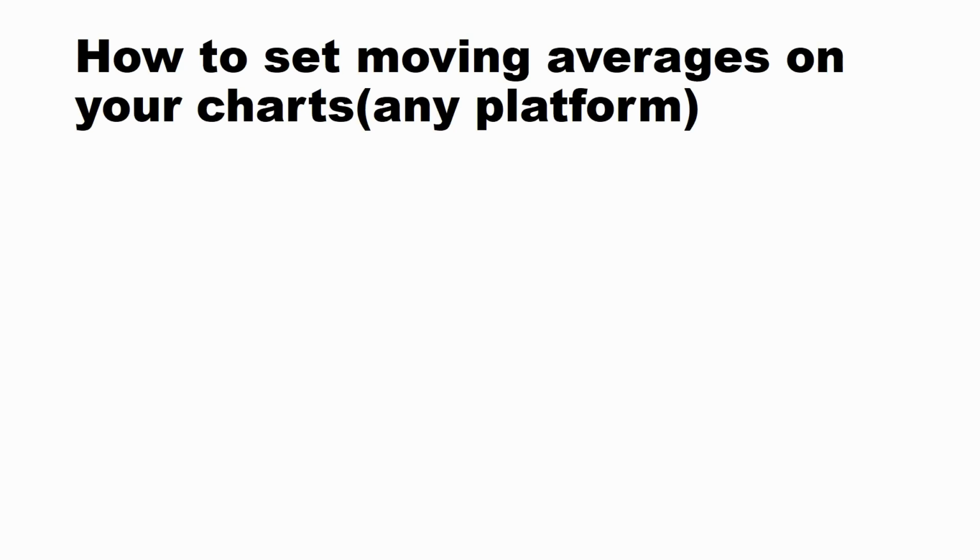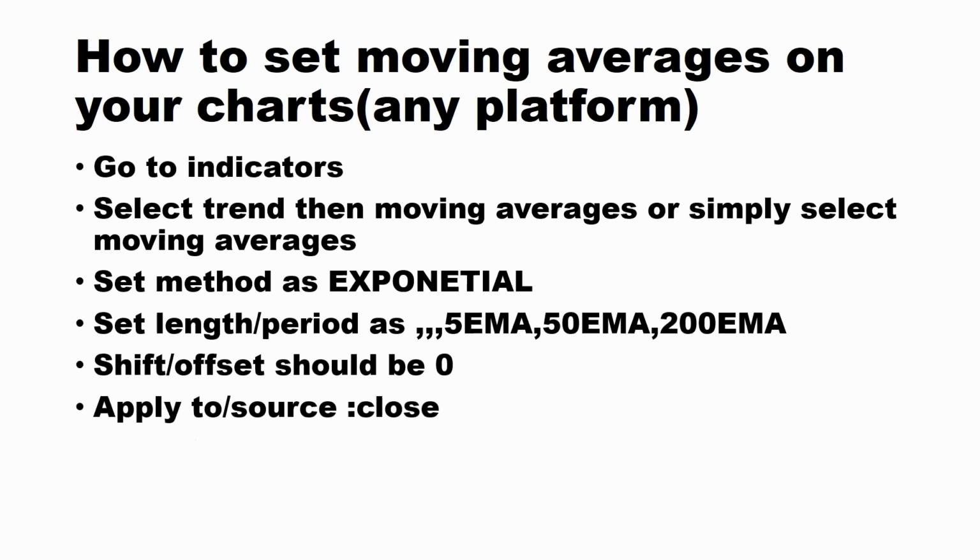So let's move on. How to set the moving averages on your chart. It doesn't matter if you're using TradingView or MetaTrader, no matter the type of platform you're using, you're simply going to go to your indicators, or go to insert. If you're using MetaTrader, go to insert, then indicators, or if you can easily find the indicators in your navigator, go to indicators, then select trend, or just simply select moving averages. Some platforms, when you go to indicators, you'll just see moving averages there.